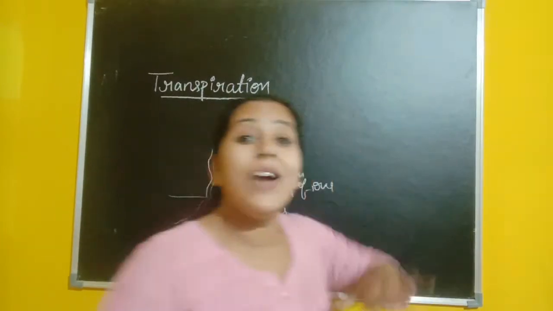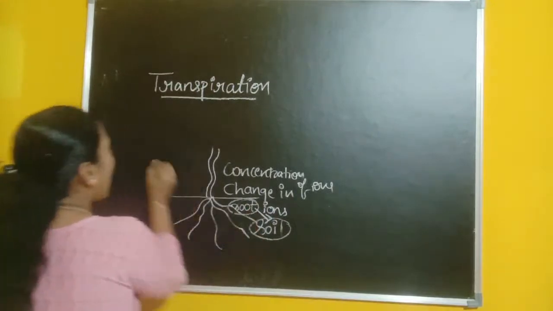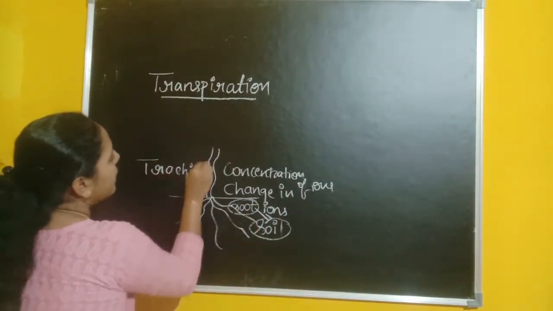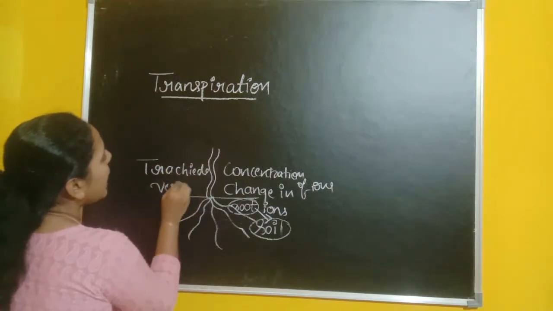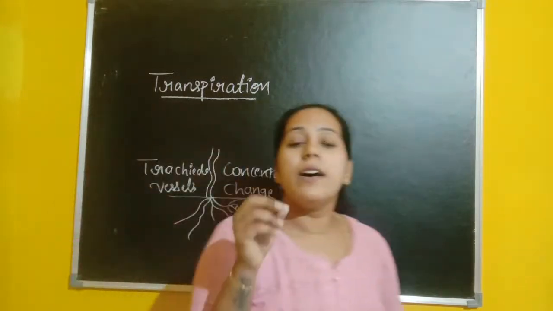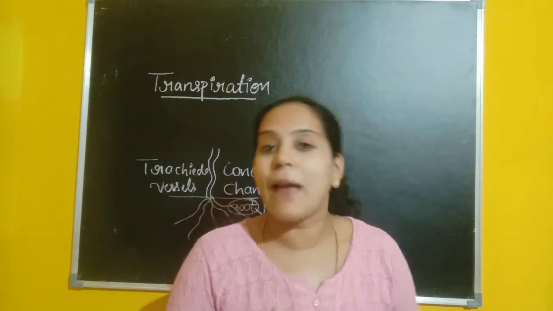Okay, see, who is helping in the xylem? In the xylem we have tracheids and vessels. Tracheids and vessels help in carrying the water and minerals from the roots to different parts of the plant body.